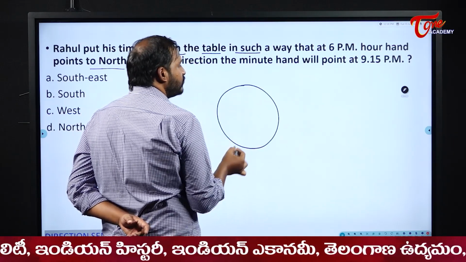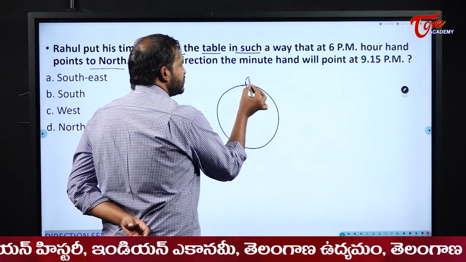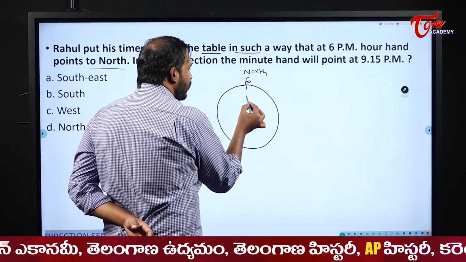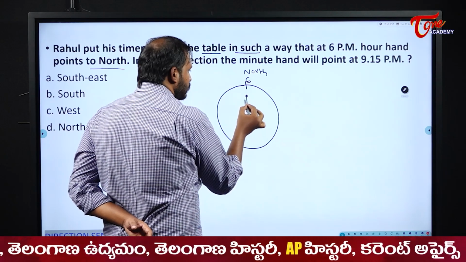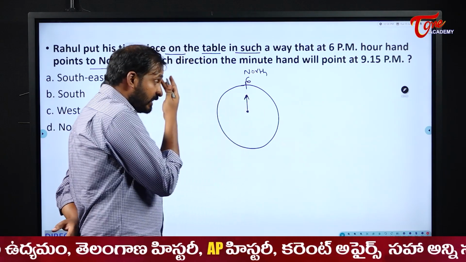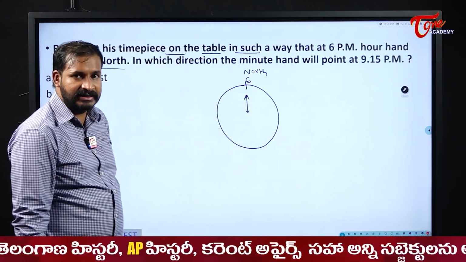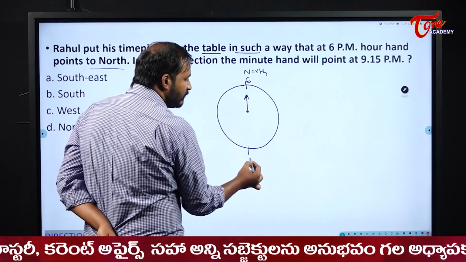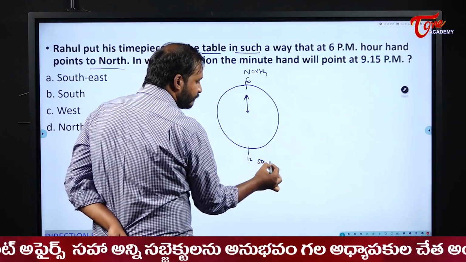At 6 p.m. the hour hand is pointing towards north, which means my 6 is here, right? Why? Because at 6 p.m. my hour hand will point towards north. At 6 p.m. this will be my hour hand and it is pointing towards north. Okay, like this he has put the clock. So this is north, which means 12 will face south.